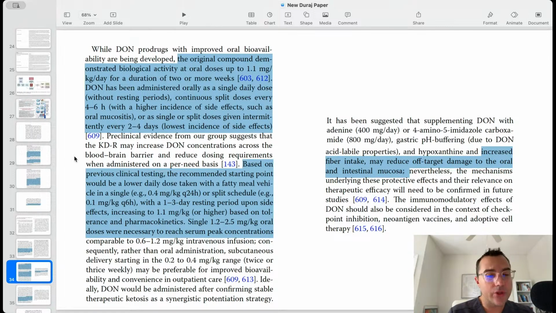Single 1.2 to 2.5 milligrams per kilogram oral doses were necessary to reach serum peak concentrations. And then later on it says increased fiber intake may reduce off-target damage to the oral and intestinal mucosa. This is kind of a pearl. I would really write this down. Increased fiber intake, like psyllium, for example, can be used to reduce side effects, especially in the GI tract, because it's highly dependent on glutamine. And so that can really help maintain side effects.